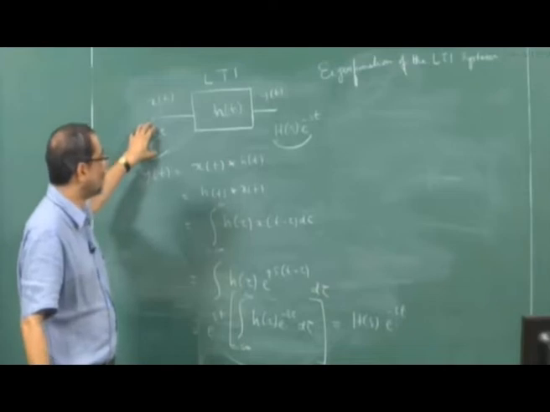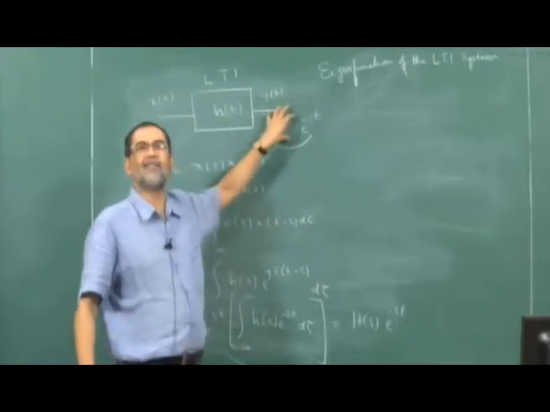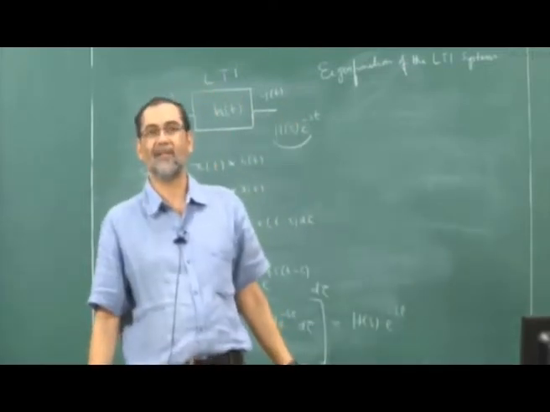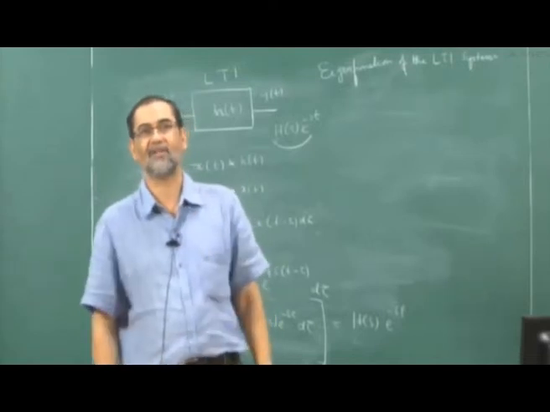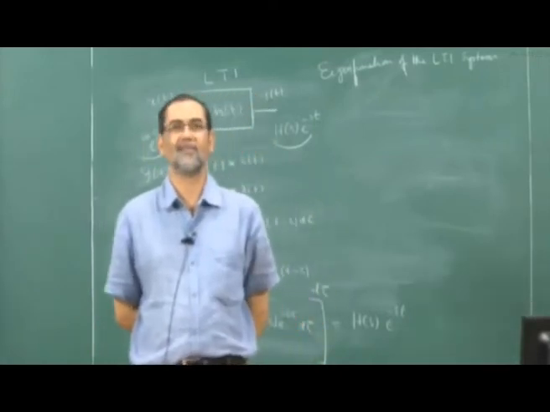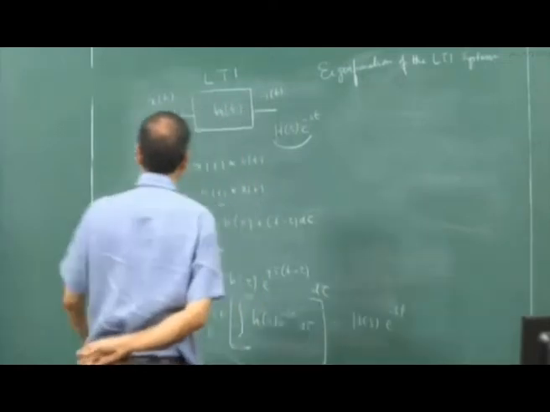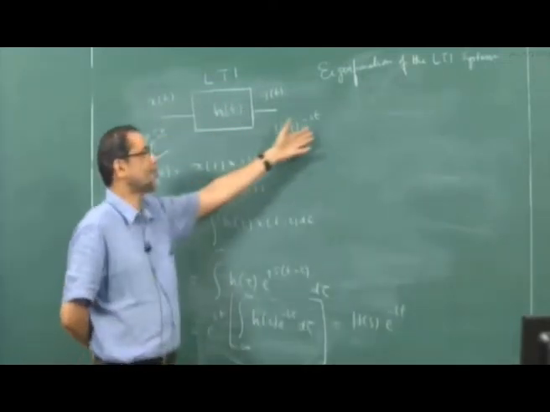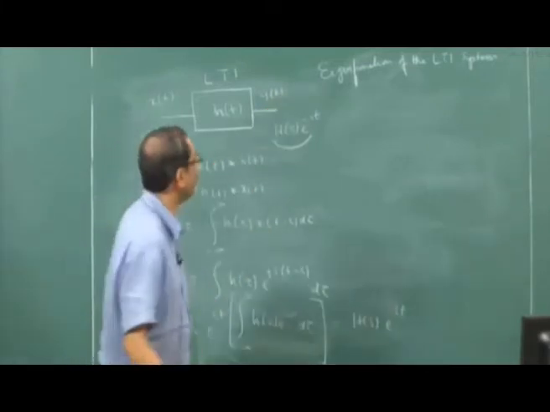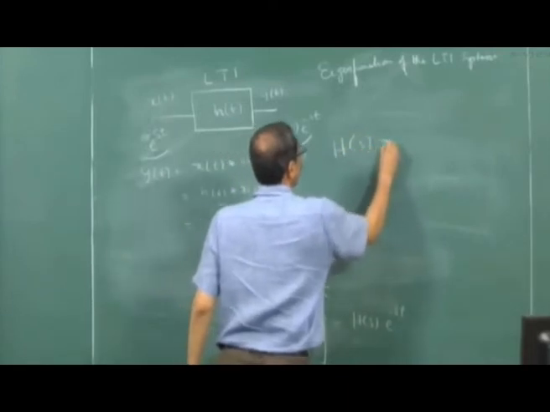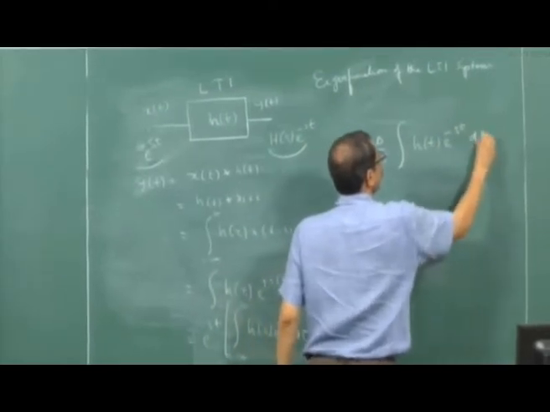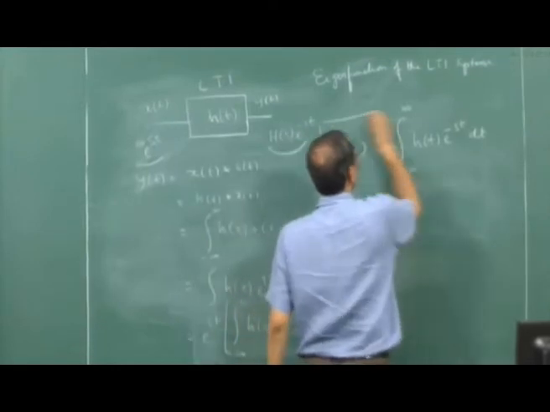So e raised to minus st is an input, and the output also is e raised to minus st, except for a change in its value. Its amplitude might decrease or might increase, but the frequency does not change. So that is the interpretation. We say e raised to minus st is an eigenfunction of LTI systems. If the input is an eigenfunction, the output is the same frequency with some scaling factor H(s), which is given by this. So let me write that here. H(s) is defined as the integral of h(t) e raised to minus st dt, from minus to plus infinity. This is the definition.